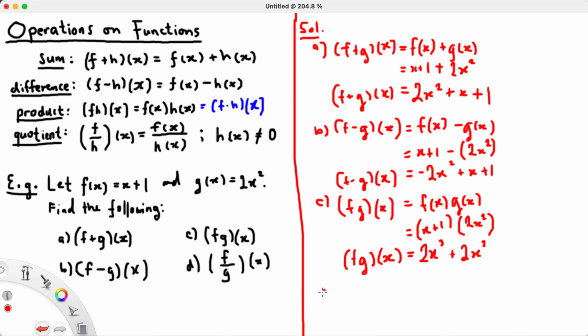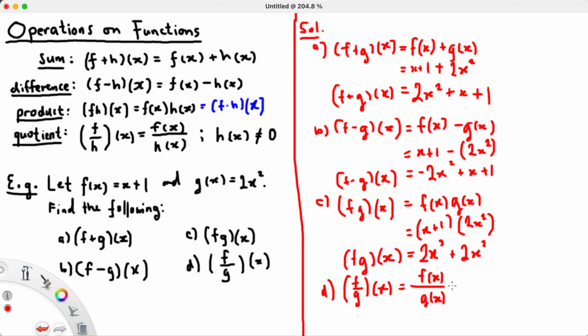Now, for letter D, let's have letter D as f over g of x. So that's going to be f over g of x. Okay, this is g. So this will be written as f of x over here, and g of x in the denominator. Again, it's also important to note that g of x must not be equal to 0.